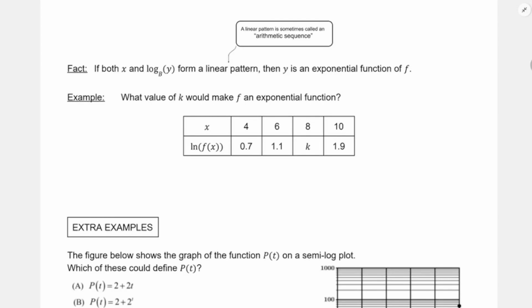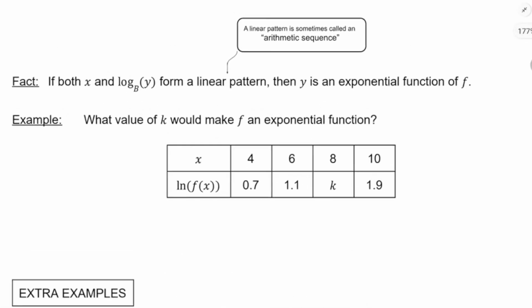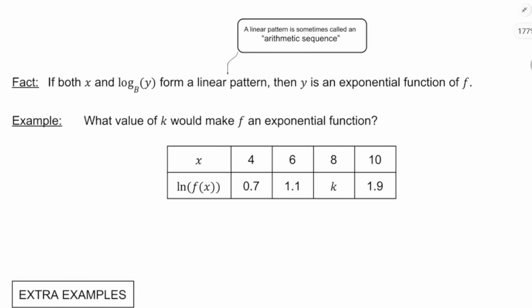All right, and then there's also this situation where we have a table where instead of input, output, we've got input and log of output. Now, this is another fact. If both x and log base b of y for any suitable base b, where b is a positive number and not equal to 1, form a linear pattern, then y is going to be an exponential function of x. On a vocabulary level, sometimes people will call a linear pattern an arithmetic sequence.